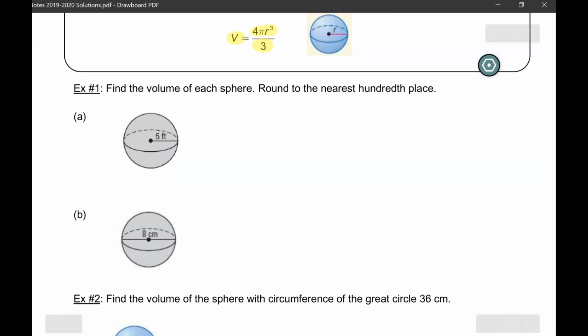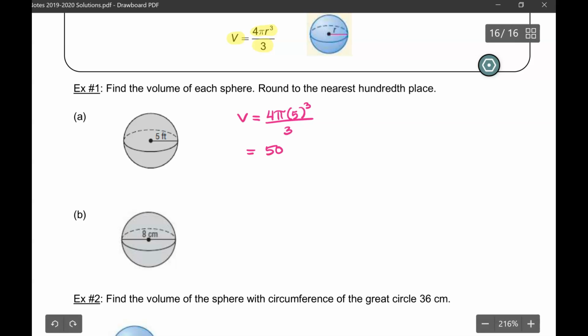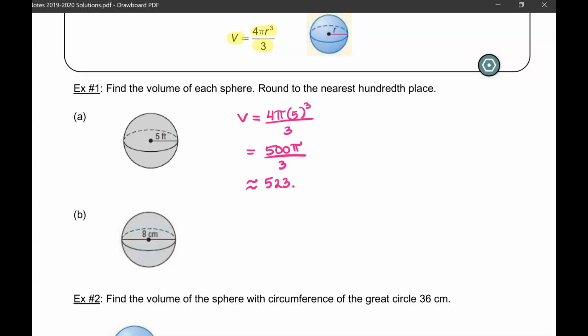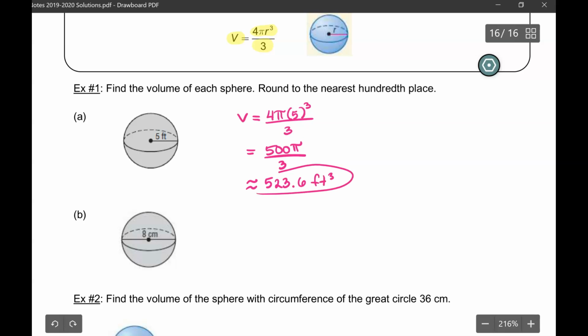Okay, so we have our first example. We have the radius is 5. 4 pi times 5 cubed divided by 3. If I were writing this in exact form, it would be 500 pi over 3. And then if we want to write that as a decimal, it'll be 523.599. So I'll say 523.6 cubic feet.